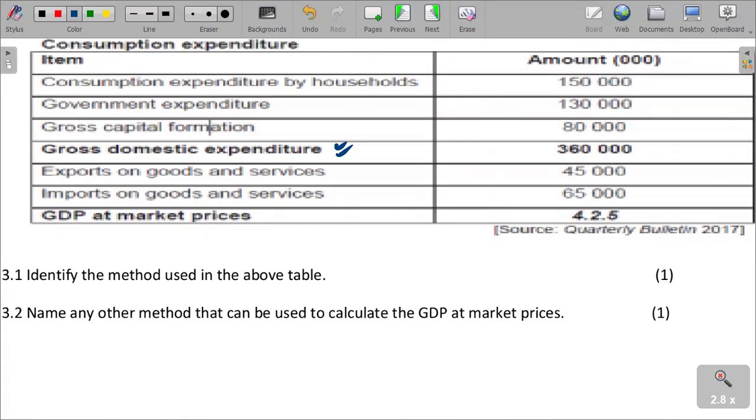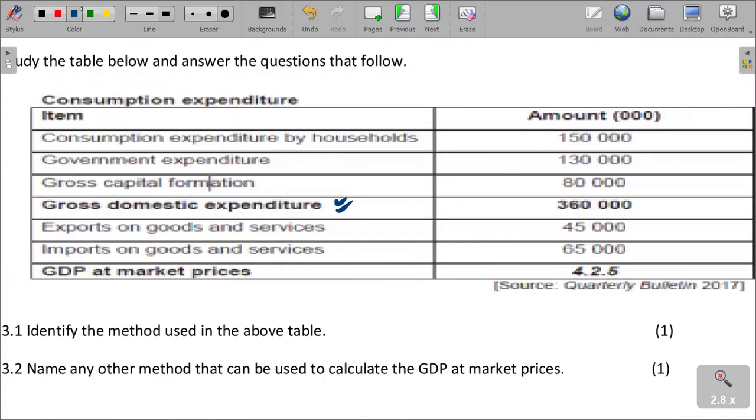When given this information, a question would come asking you to identify the method used in the above table. It is what method of calculating GDP is used in this table. You need to note that this is an expenditure method, or a spending method. As you can see, we are talking about expenditure by households, by government, and then we also have gross domestic expenditure. So this is called the expenditure or spending method.